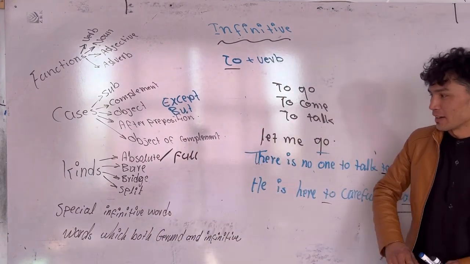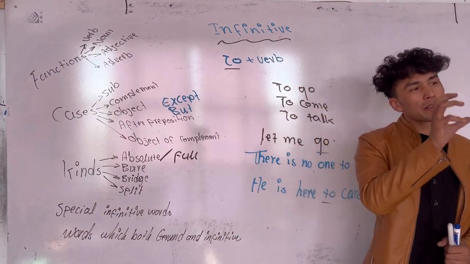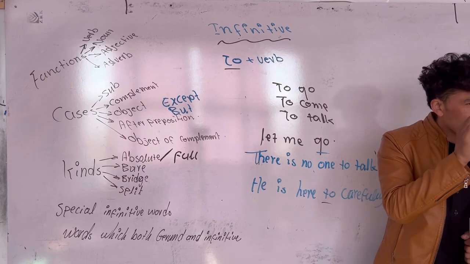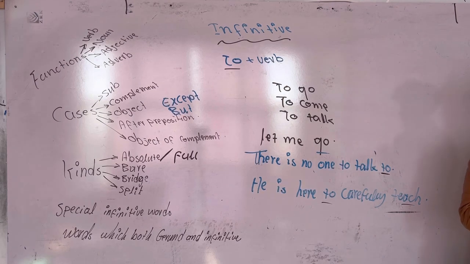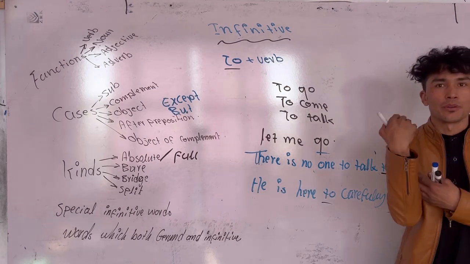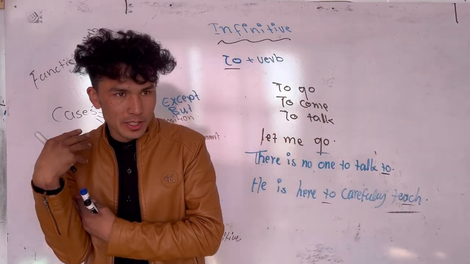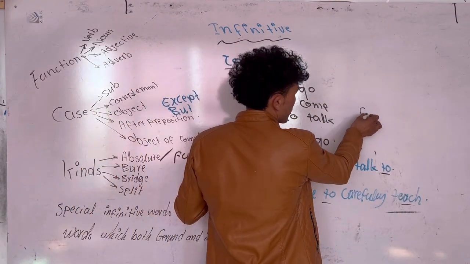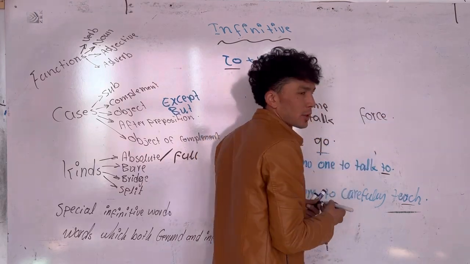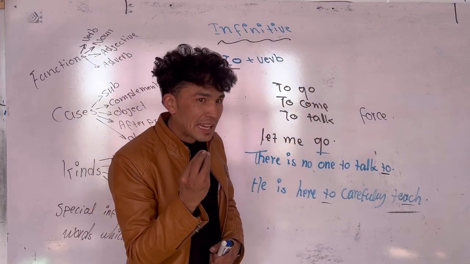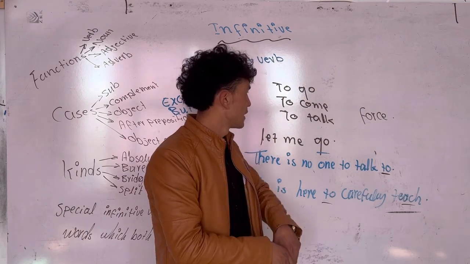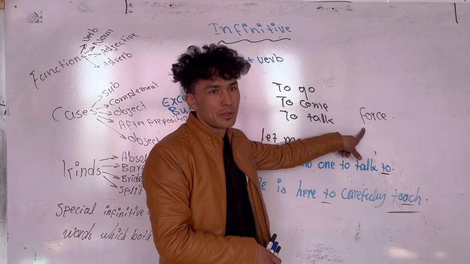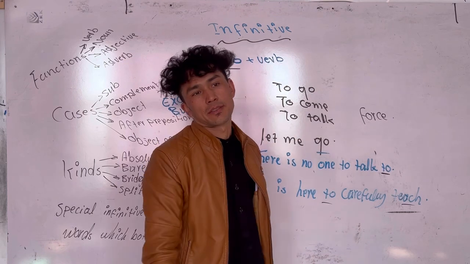Jump on this point, special infinitive words. There are some words which are used only with infinitives. Like, for example, reject. As I told you, rejected to do that. Advised. He advised me to go, for example. Understood? For example, the word force. Do you know force? My dad forced me to go there. To go there is infinitive. Now force can be used with infinitive.